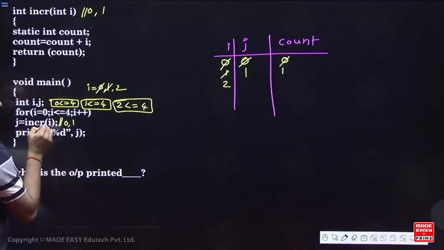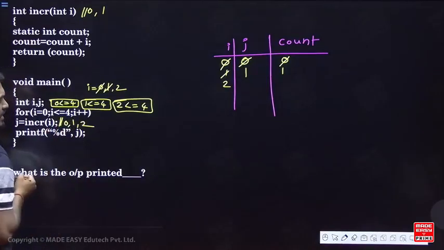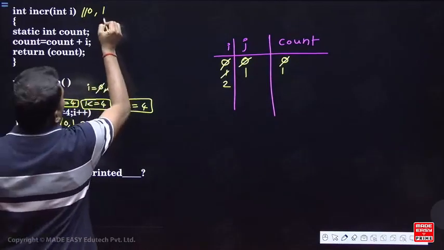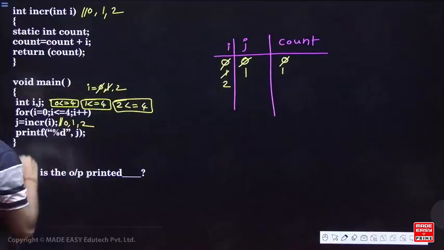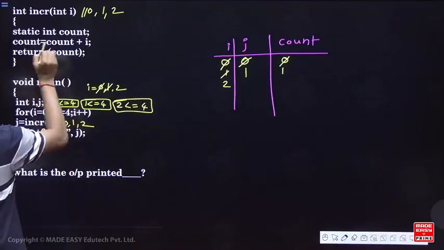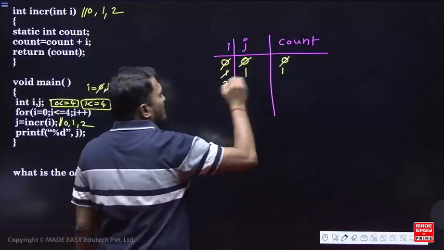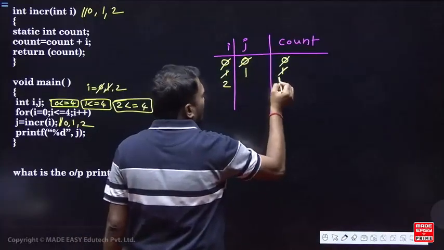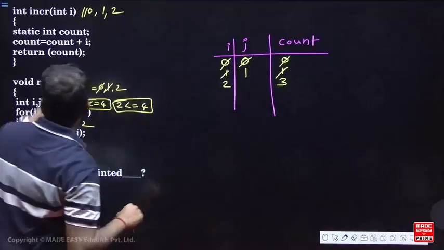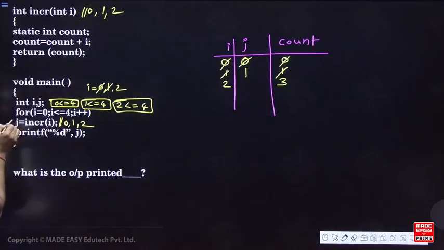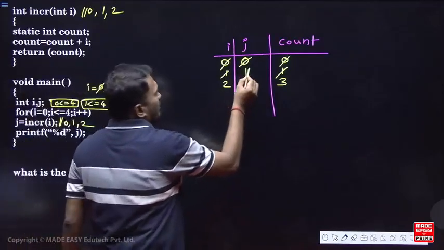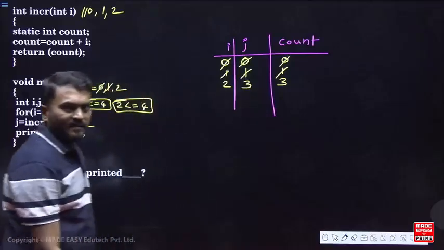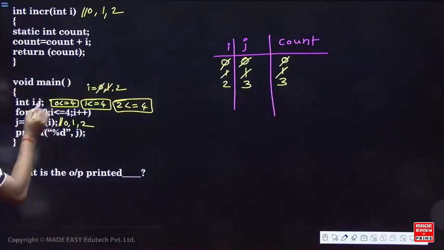If it is true, increment of I value 2 you pass. Next you receive I value as a 2 here. Next, static, let's see what happens. Static it will skip. Count equal to count plus I. Tell me count plus I. Count value 1, I value is 2. So 2 plus 1 that becomes 3. And 3 will be returned. Return value will be assigned to what? J. So now the j value becomes what? 3.